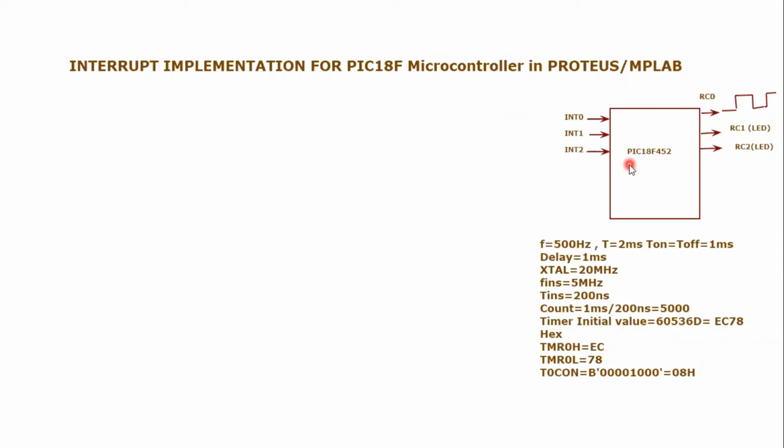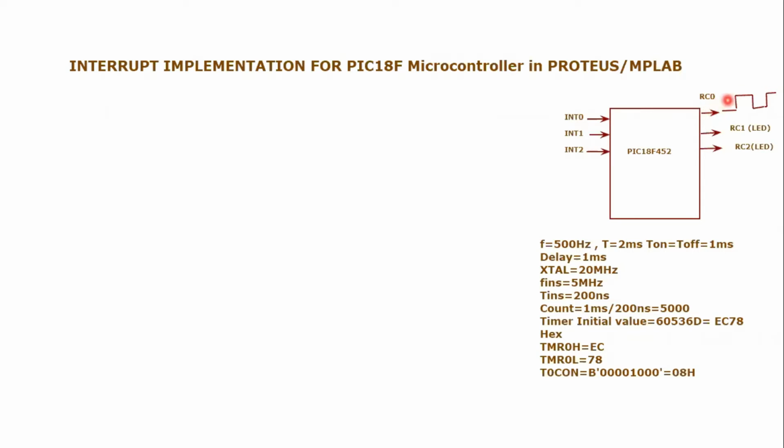So we are using the PIC18F452 microcontroller, and we will be using external interrupts, which are INT0, INT1 and INT2. And if you talk about specific pin numbers, basically interrupt 0 is dedicated to the RB0 pin, interrupt 1 is dedicated to RB1, and interrupt 2 is RB2, right?